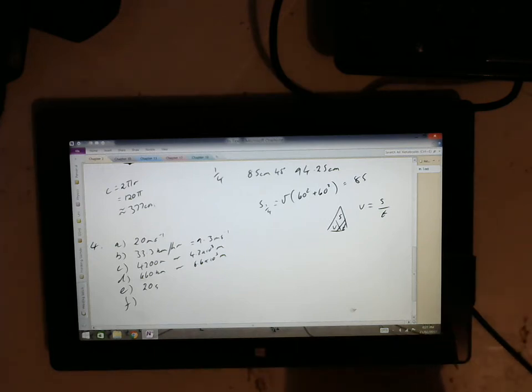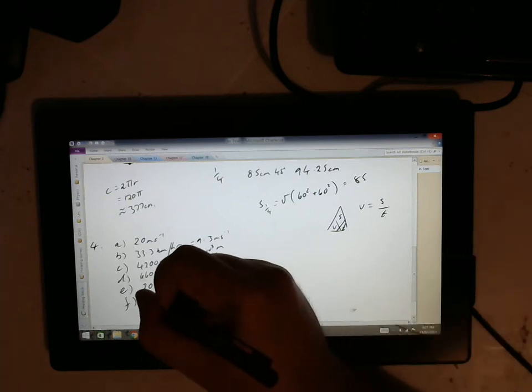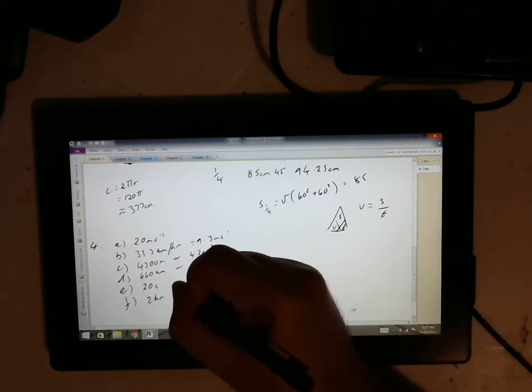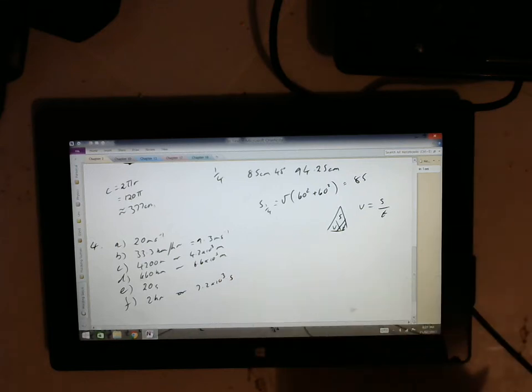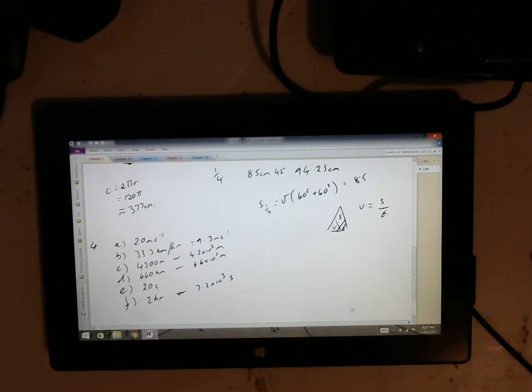130 divided by 65 will give us 2 hours, or 7.2 times 10 to the 3 seconds. Remember, there's 3,600 seconds in an hour. Some of these numbers can just help to memorize. You don't need to, but it does kind of help sometimes.